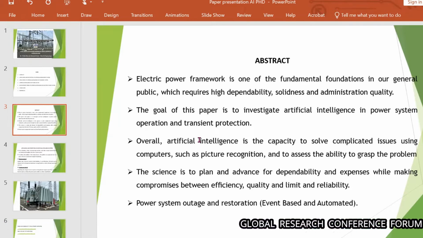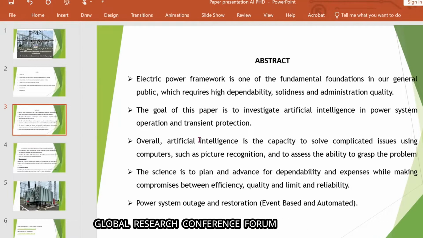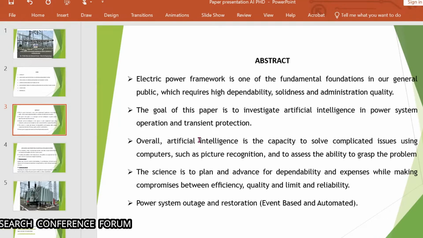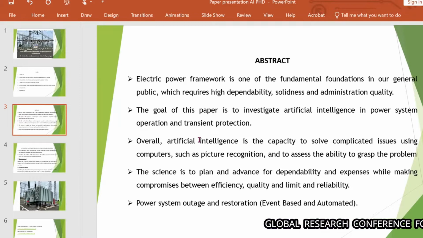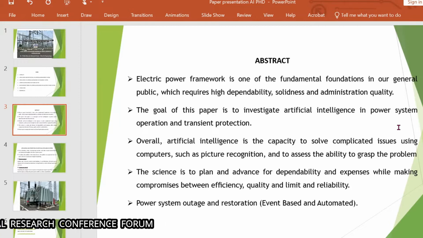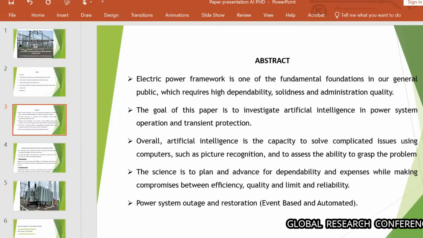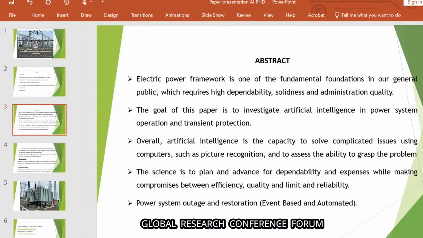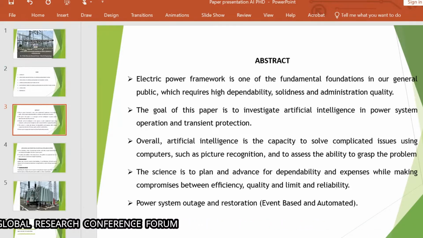Overall, artificial intelligence is the capacity to solve complicated issues using computers, such as algorithms, picture recognition, and the ability to grasp probability. Now, the science is to advance dependability and expenses while maintaining no compromises between efficiency, quality, limit, and reliability. Power system outages and restorations.